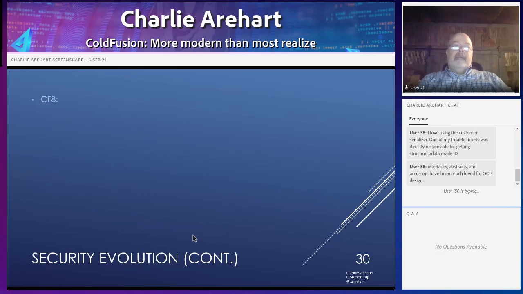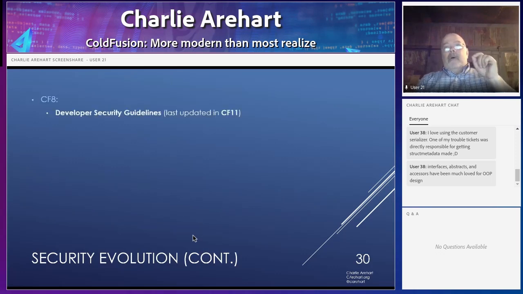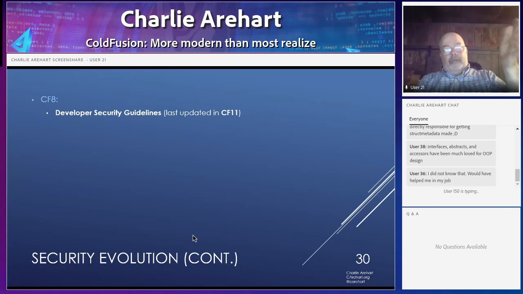So, talking about security evolution. Listen, everybody, because you're all, by and large, developers, right? Did you know that CF8 came out with a manual called Developer Security Guidelines? It was written by Pete Freitag. I'm not talking about the lockdown guide. I'm talking about the Developer Security Guidelines. And then it was updated up until CF11. They stopped updating it at CF11, not quite sure why. But if you Google that term, you will find hopefully the CF11 version. And it's great. It's a discussion of how to secure your code.